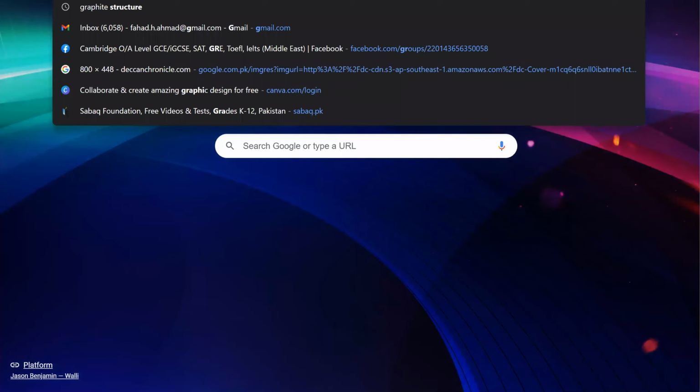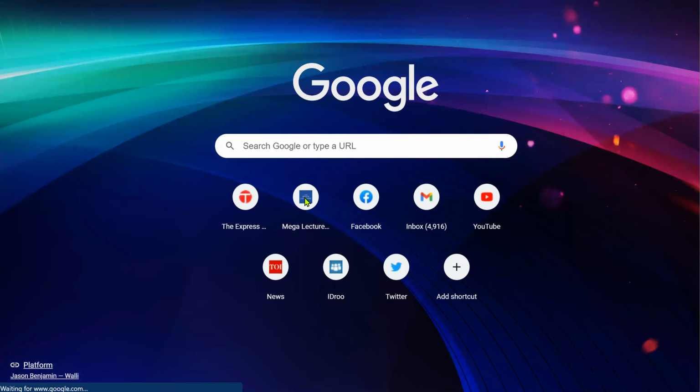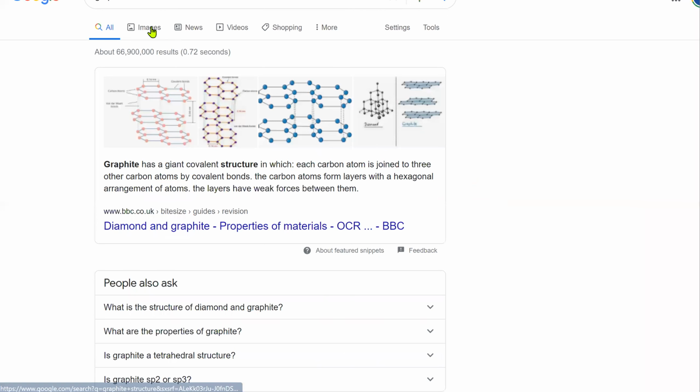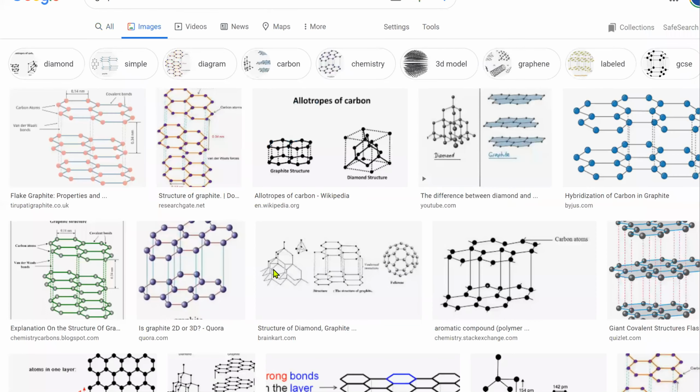So we already know about graphite. I'm just going to quickly show you the structure of graphite. Just 1 second. This is graphite. So this one over here is graphite. You get the one on your screen.